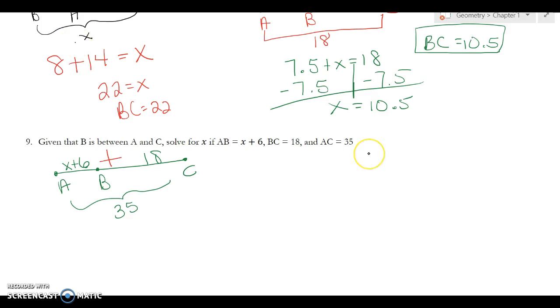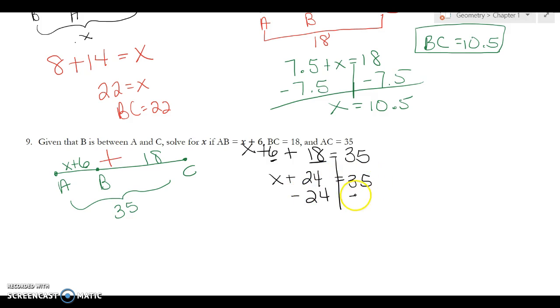So now I'm going to use that. My first small piece is x plus 6 plus my second small piece is 18 equals my whole thing, which is 35. So I draw my line down. I can combine my like terms, and I get x plus 24 is 35. And then to get rid of the 24, I subtract 24 on both sides. And so I get x is 11.